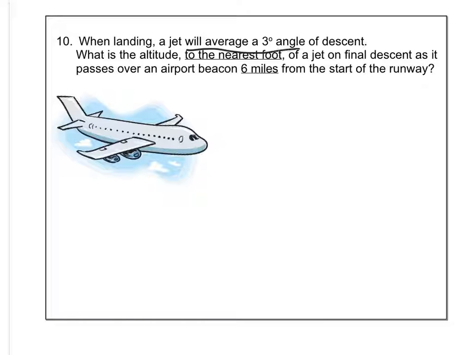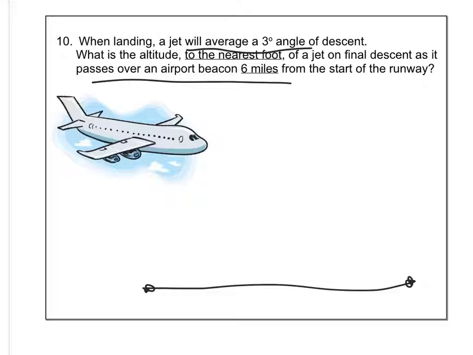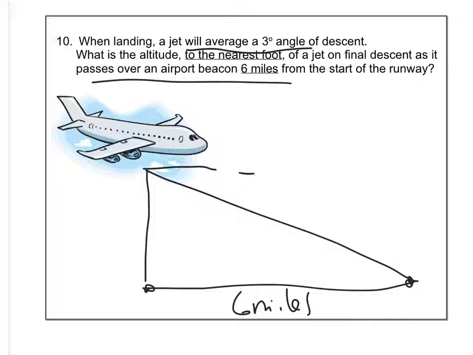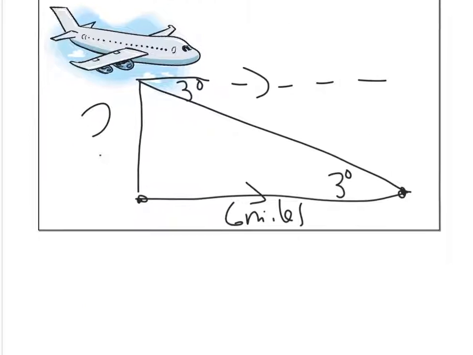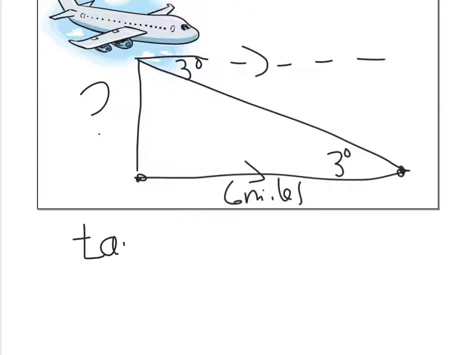So when landing, a jet will average a 3-degree angle of descent. What is the altitude to the nearest foot of a jet on final descent as it passes over an airport beacon 6 miles from the start of the runway? So, this is 6 miles. Okay, so the jet has a 3-degree angle of descent. These are parallel, so that makes this 3 degrees as well. So I'm trying to figure out that. So I want tangent of 3 equals x over 6.